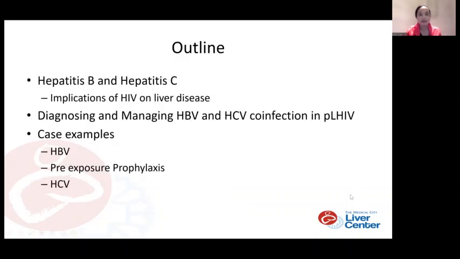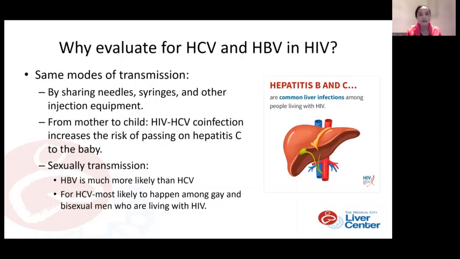So here's a brief outline of what we'll talk about this morning. We'll go through hepatitis B and C and the importance and implications of HIV on the course of liver disease in our patients who are co-infected. We'll talk about diagnosing and managing hepatitis B and hepatitis C co-infection in patients living with HIV, and review the discussion this morning through case examples on HBV, vaccination, pre-exposure prophylaxis, and hepatitis C.